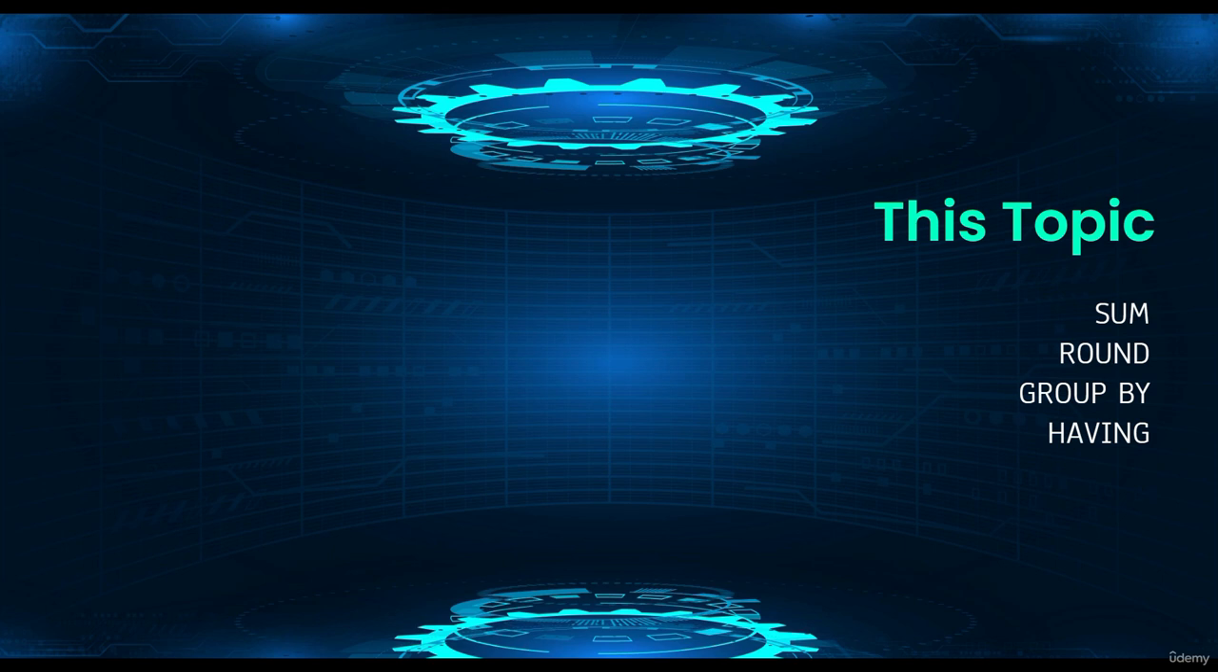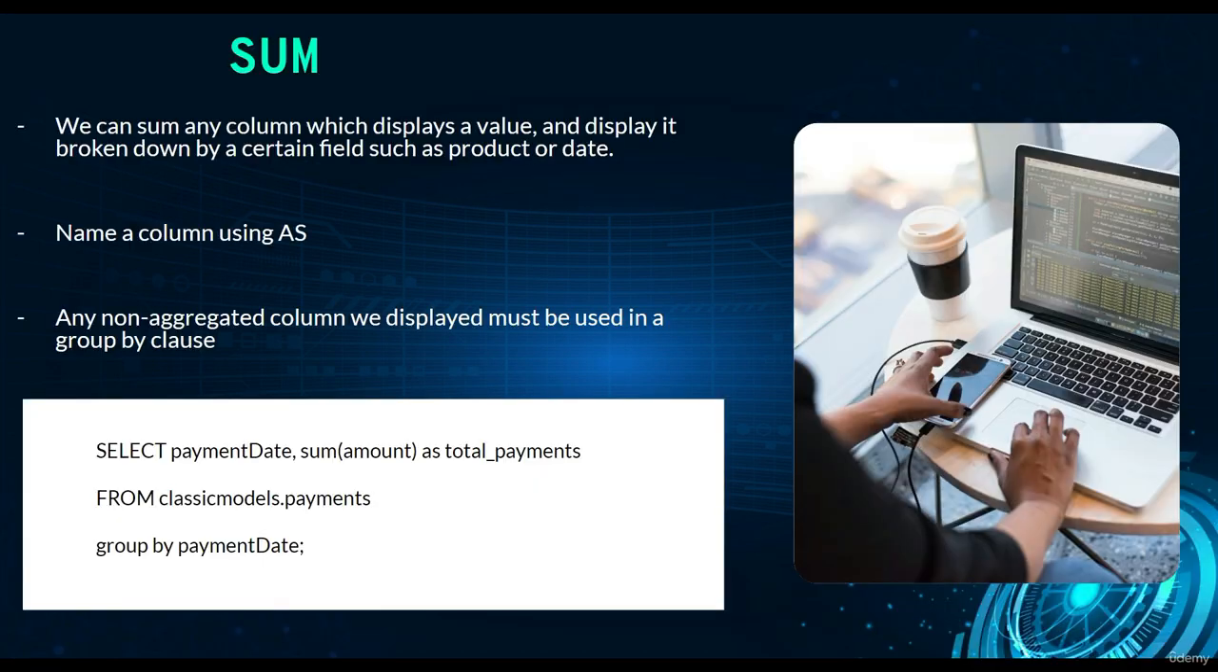So now we'll start looking at our aggregate functions, and the first one we'll look at is sum. We can use aggregate functions on any column which displays a value, and if you look at the example here, you can see we're showing the sum of the amount from the payments table to show the total payments received for each date. You'll notice I've also named this column total payments by using as. Otherwise, the column would just be named sum.